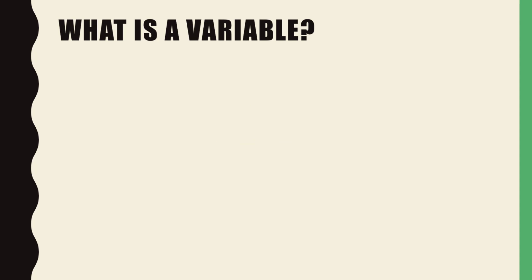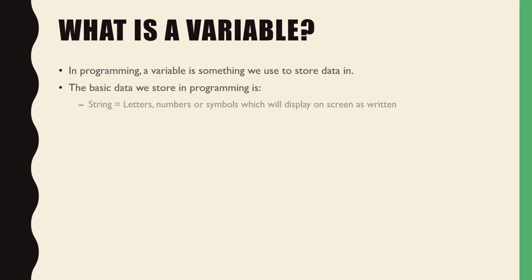Let's begin. So what exactly is a variable? Well, in programming, a variable is something we use to store data in. The basic data we store in programming is as follows. First, we have a string, which is the name for any combination of letters, numbers, or symbols. When shown on screen, a string will look exactly as you have written it.